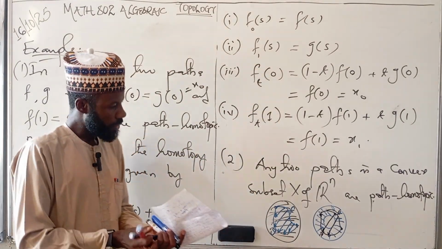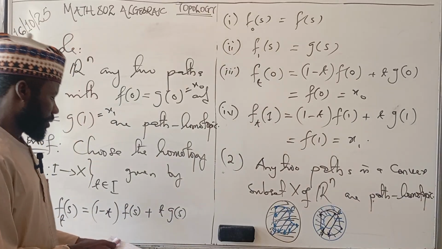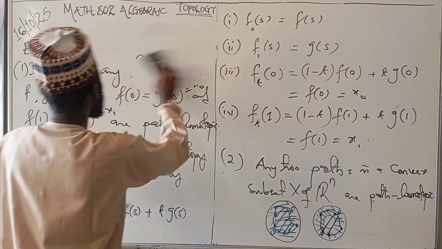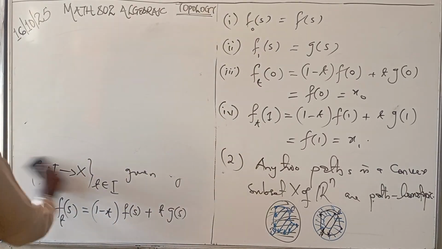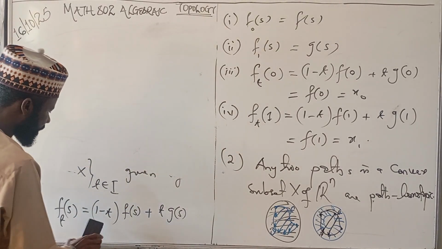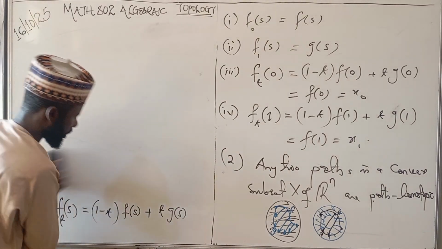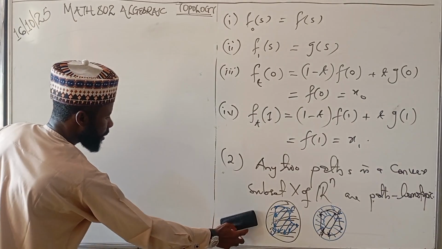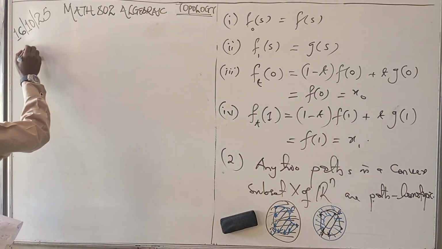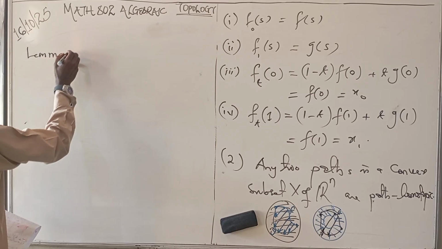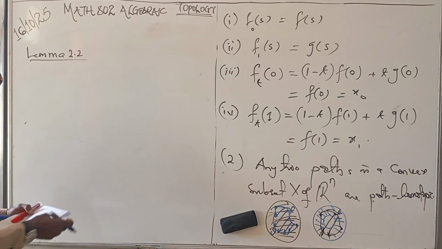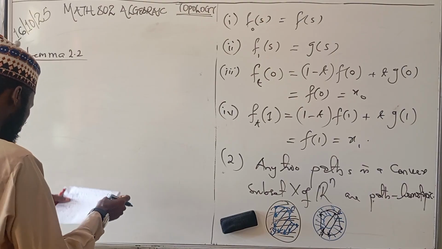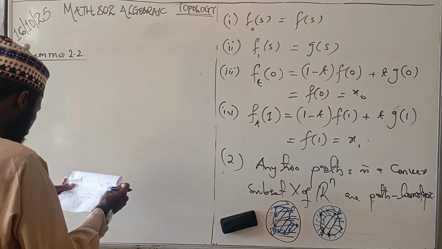I hope it's okay. So you can't do it outside of the space. In fact, we can, because this thing is a reparameterization, a linear reparameterization, but we can have a small result we call lemma, lemma 2.2, because in the last lecture we had lemma 2.1.